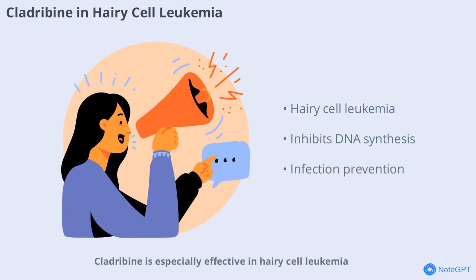Cladribine is especially effective in hairy cell leukemia, a rare type of blood cancer. Like fludarabine, it inhibits DNA polymerase and ribonucleotide reductase. Its immunosuppressive effects mean infection prevention is a key part of care.